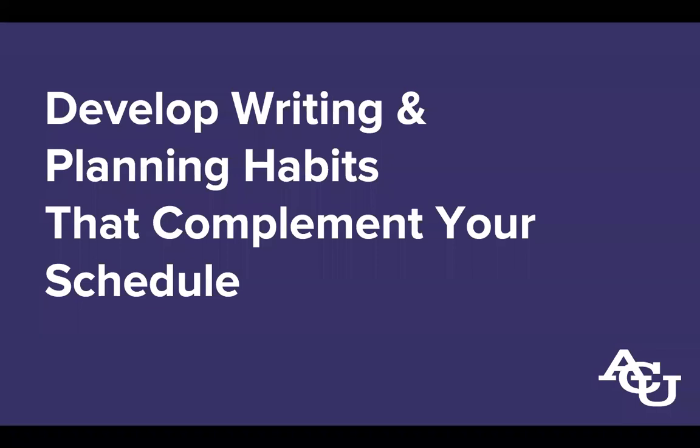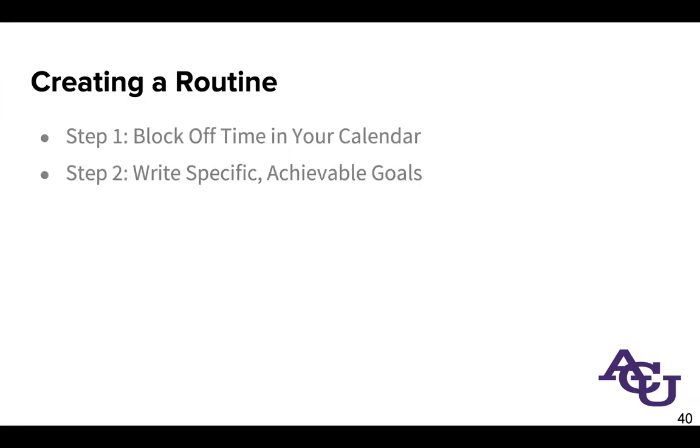On the other hand, if you don't write well in the morning, but you write well in the evening, make sure you arrange your schedule to do that. And a big part of this is creating a routine, where I strongly suggest that you first block off time in your calendar, and then you write yourself some specific achievable goals. It's all right to have long-term goals, but make sure you have some that can be achieved in the nearer future.